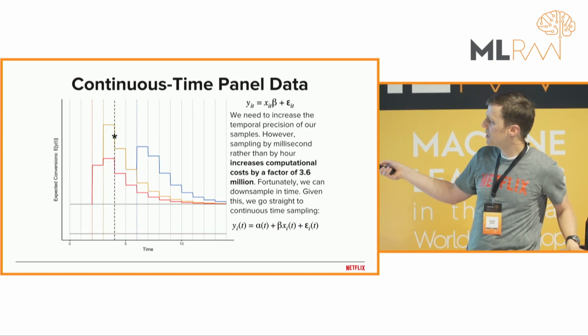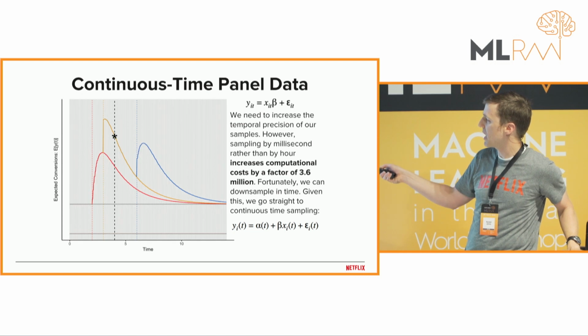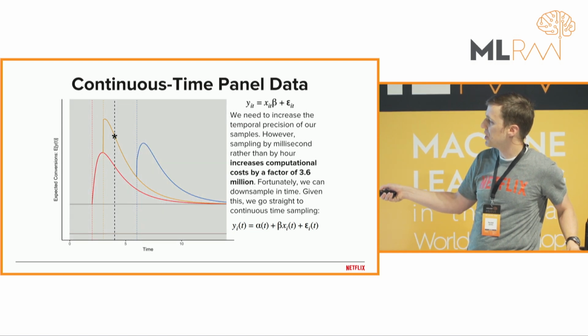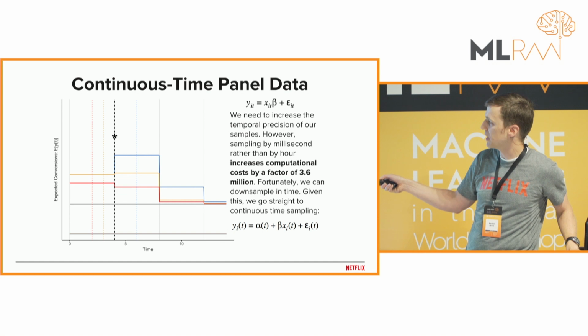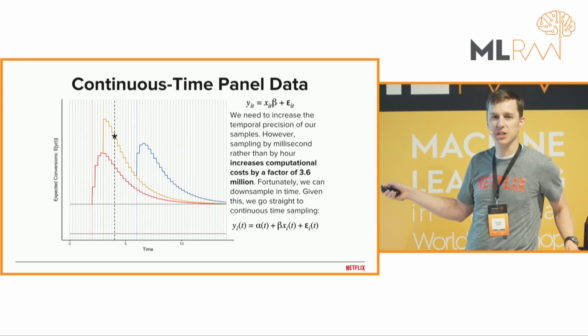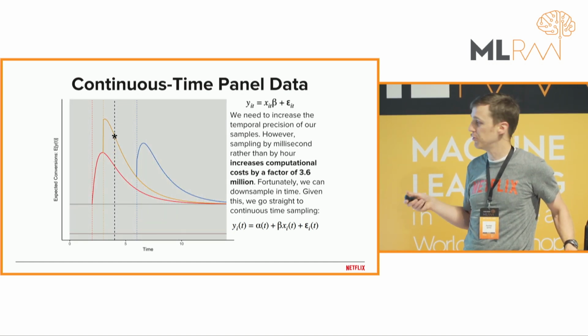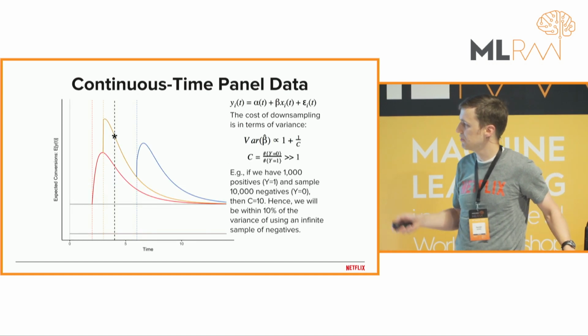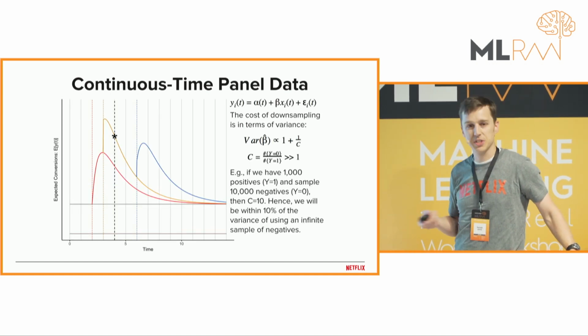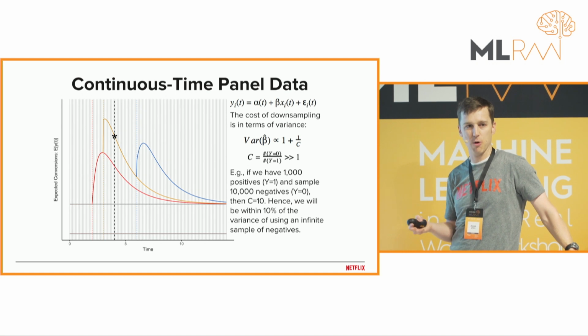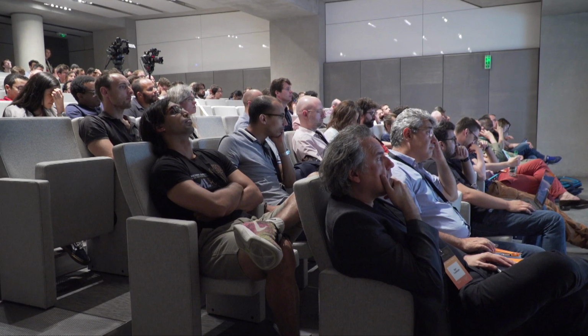But the key factor here is that we're going to need millisecond level data in order to deal with this potential feedback loop that'll be introduced, but that will be computationally infeasible. So what we're going to do is use this continuous time model, and that's going to allow us to do that. And we're going to use some clever sampling to deal with it.